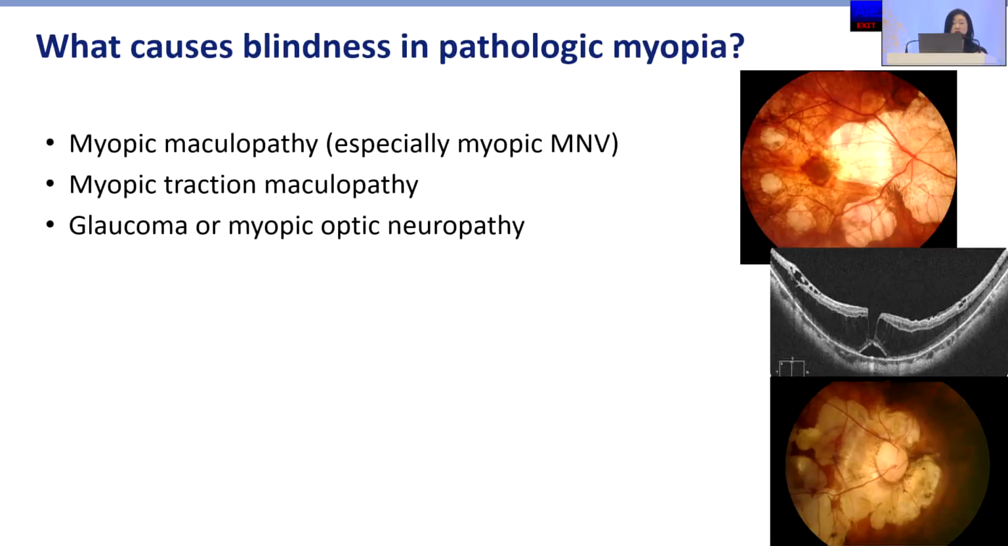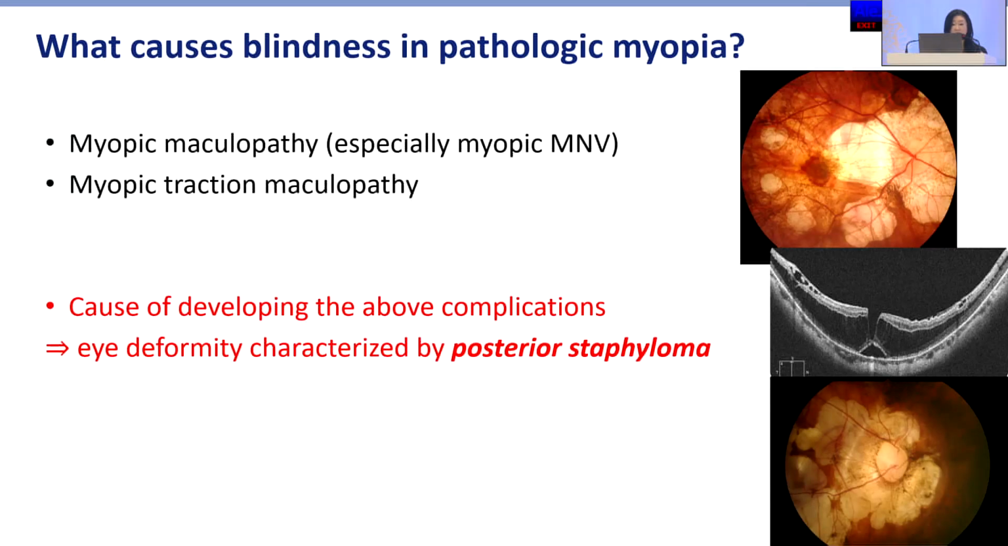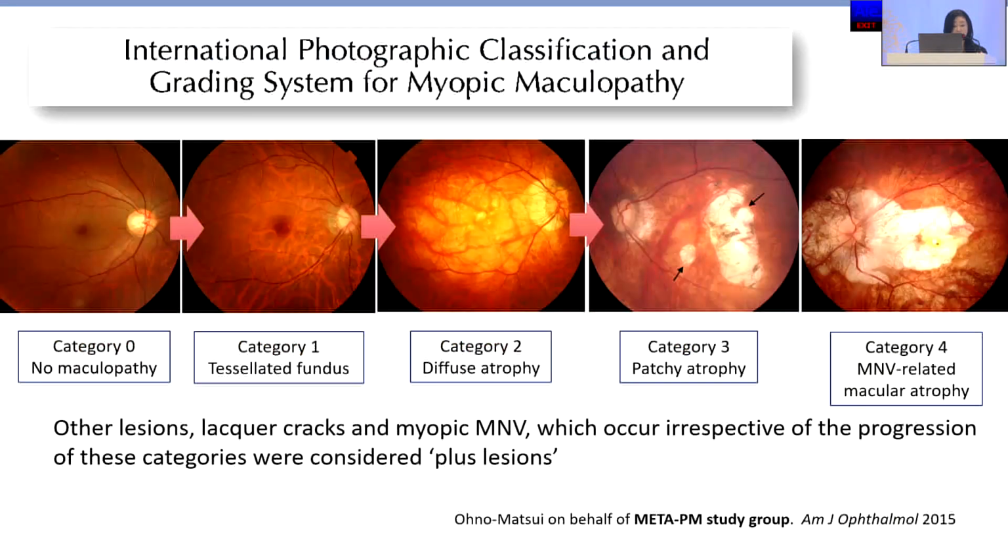Then, what causes the blindness in pathologic myopia? There are three major complications: myopic maculopathy, especially neovascularization, myopic traction maculopathy, and glaucoma or myopic optic neuropathy. And the cause of developing the above complications is eye deformity, characterized by posterior staphyloma. Today, I will focus on myopic maculopathy, especially myopic neovascularization and posterior staphyloma.